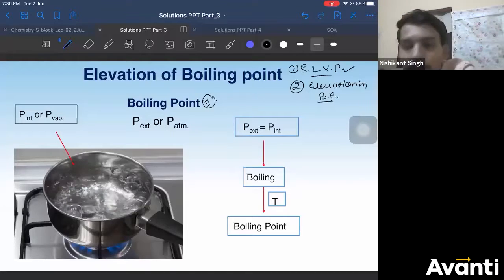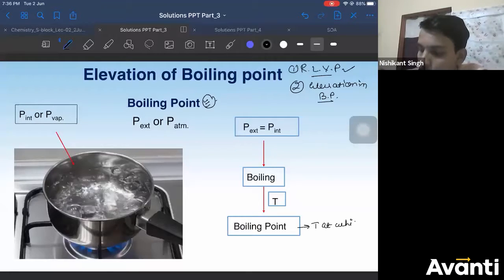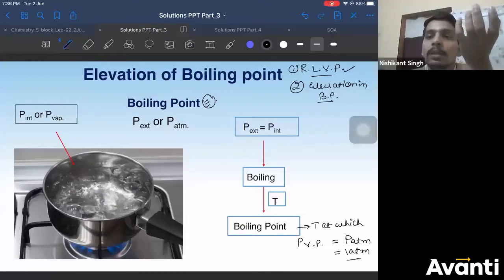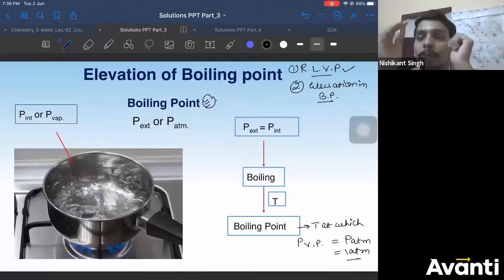What is boiling point? Boiling is basically a temperature at which the vapor pressure of the liquid becomes equal to atmospheric pressure. That means 1 atm. If at a particular temperature, the pressure of the vapors of the liquid becomes equal to atmospheric pressure, then you say it is the boiling point of the liquid. That temperature is called the boiling point of the liquid.